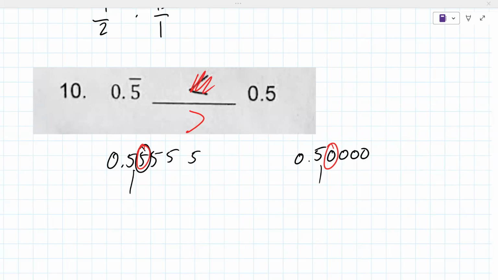I mean, what I'm seeing here is just an effort to really get solid on fractions and decimals and things like that.